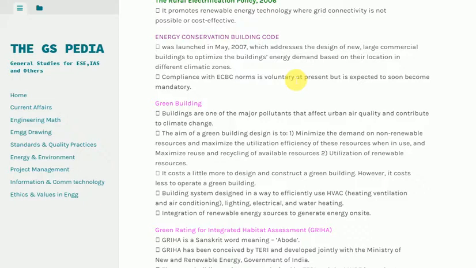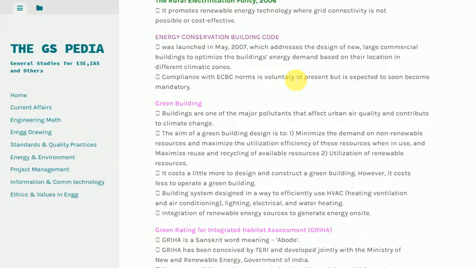Green building. Buildings are one of the major pollutants that affect urban air quality and contribute to climate change. The aim of a green building design is to, 1. Minimize the demand on non-renewable resources and maximize the utilization efficiency of these resources when in use, and maximize reuse and recycling of available resources. 2. Utilization of renewable resources.